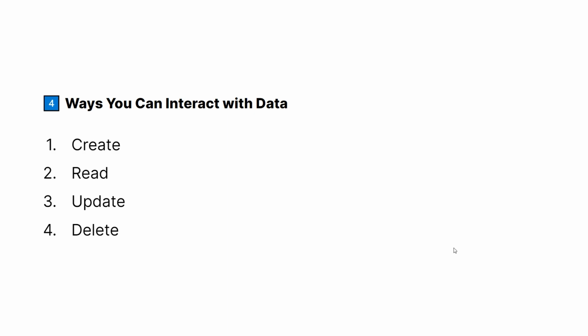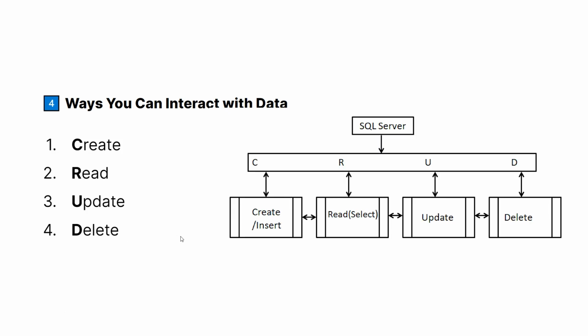Now, just a little tidbit here. If you notice the first letters of these, there's C, R, U, and D. These are referred to as CRUD services. So in the traditional coding world, if you ever hear CRUD, this is what it means. When you're working with a data set through an application, you're going to be creating, reading, updating, or deleting.